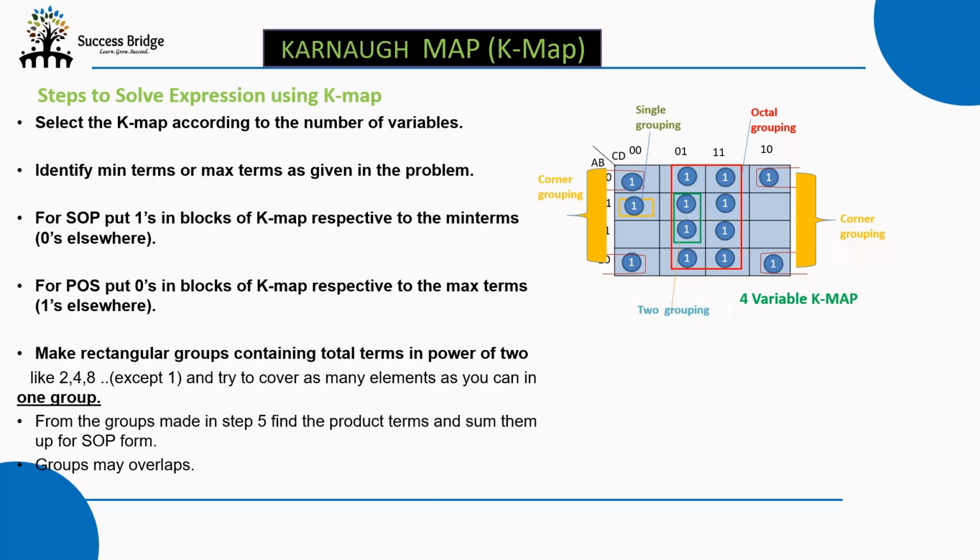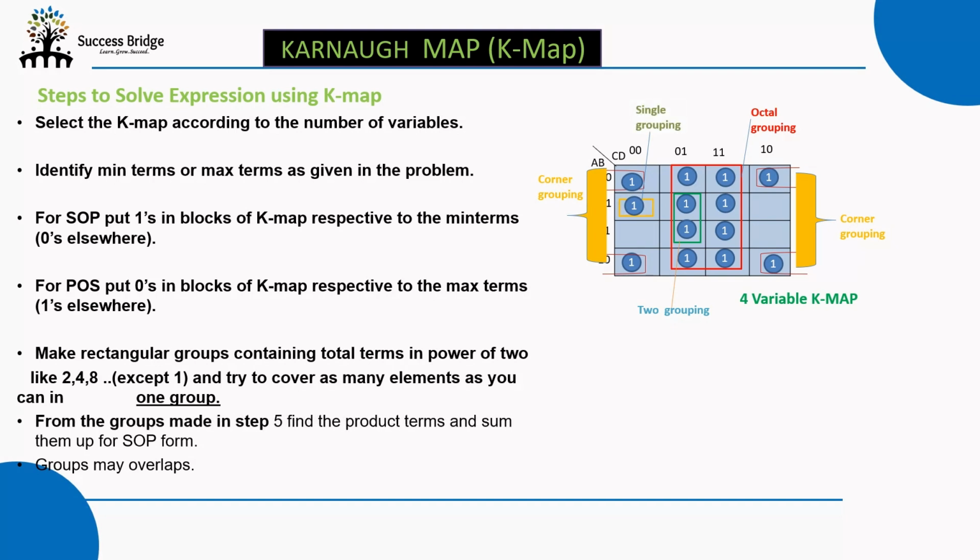As you can see here, two groupings. Here is the corner grouping of a quad. This is the octal grouping. This is where a cell containing only the one must be grouped. As you can see, the single grouping. Next, from the groups made, the fifth step is to find the product term for each group and sum them up for the SOP form.